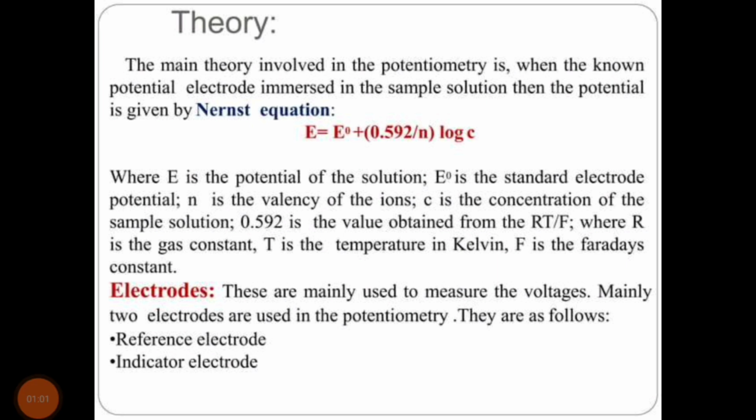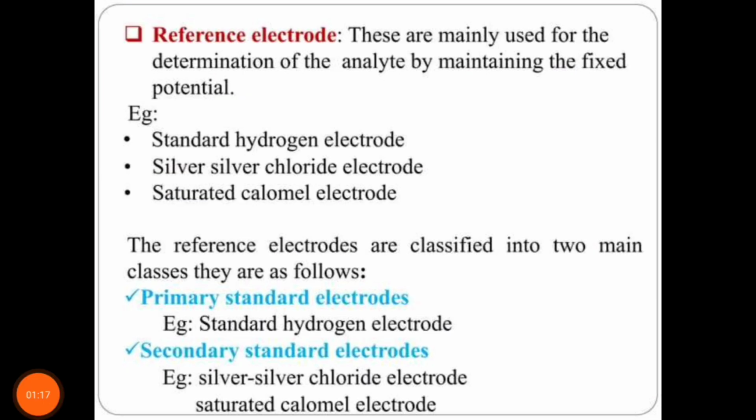Electrodes. There are mainly two electrodes, the reference electrode and the indicator electrode, and they are mainly used to measure the voltage. The first one is the reference electrode. These are mainly used to determine the analyte by maintaining a fixed potential. Examples are the standard hydrogen electrode, silver chloride electrode, and the saturated calomel electrode.